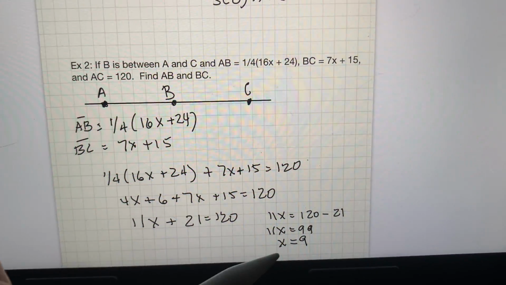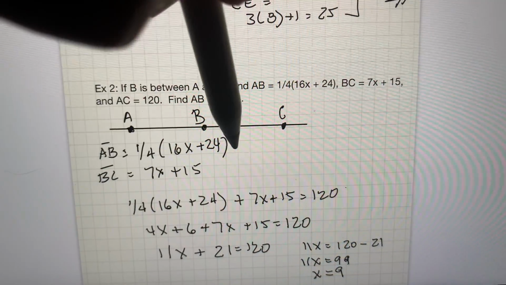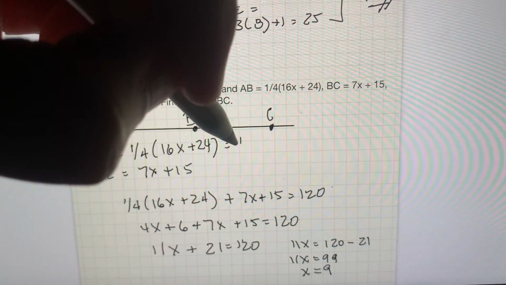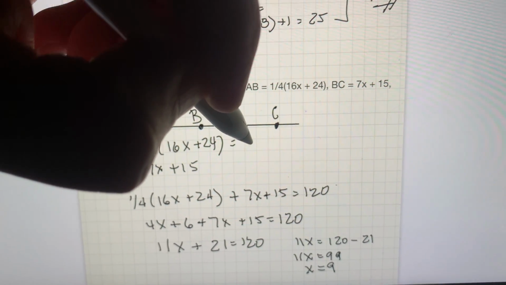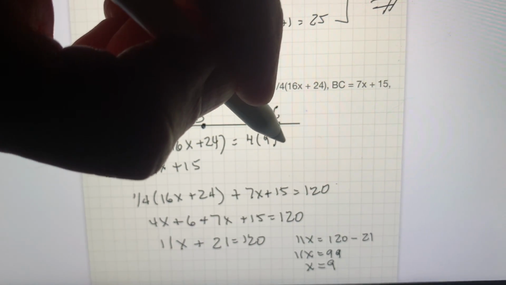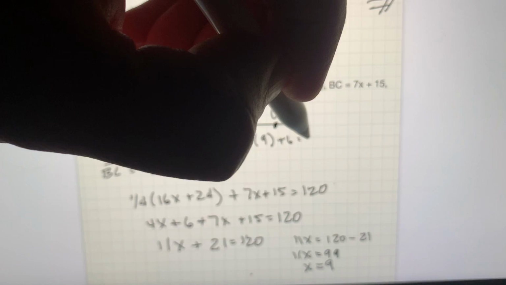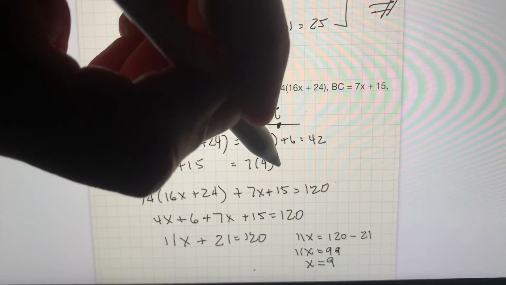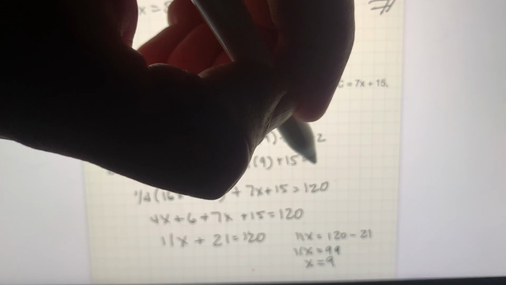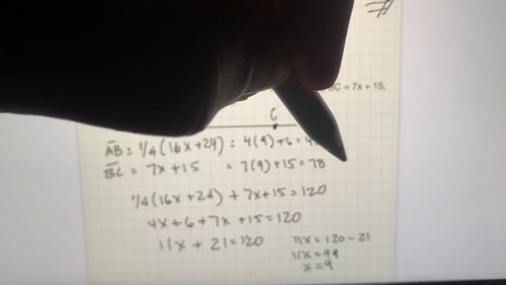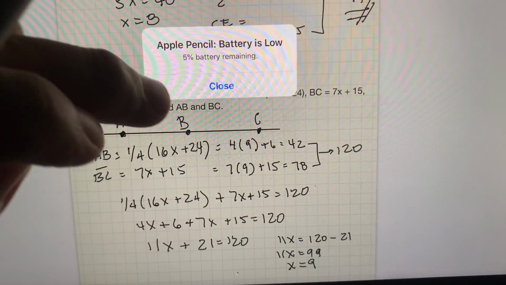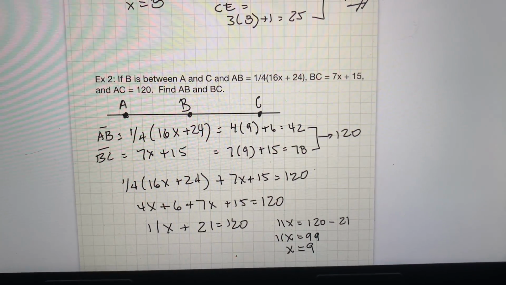Now that we have that x equals 9, we can find the value for AB. I can go with the simplified version, 4x, which would be 4 times 9 plus 6. So that's 36 plus 6 is 42, correct? And then BC is 7 times 9 plus 15. So that would be 63 plus 15, that would be 78. And then if we add 42 and 78, that's 120. So as you can see, we've covered these two problems.